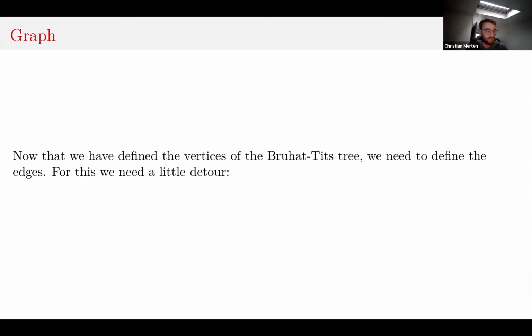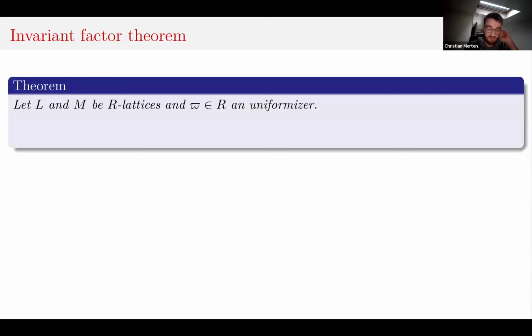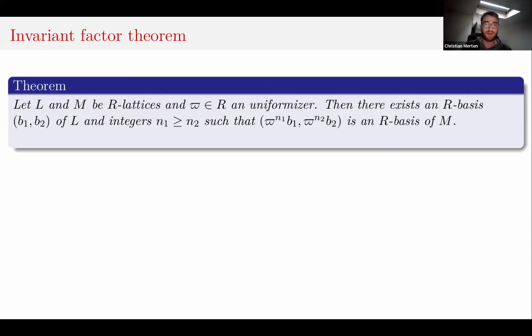And now we have the vertices, but we want the edges. And for this, we need a little detour. Namely, we need some more input on lattices. And the most important result on this is the invariant factor theorem. And I just give it to you. So let L and M be R-lattices and ϖ a uniformizer. Then there exists an R-basis b1, b2 of L and integers n1 greater or equal than n2, such that ϖ^n1 b1 and ϖ^n2 b2 is an R-basis of M.